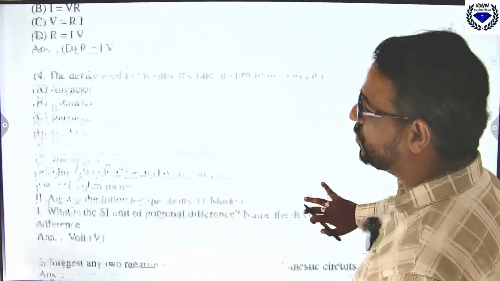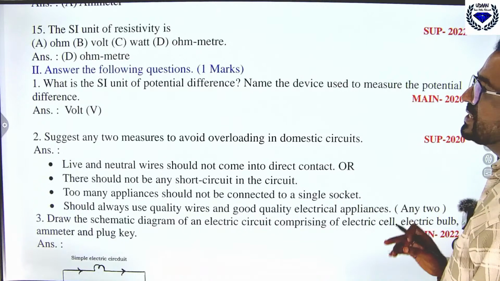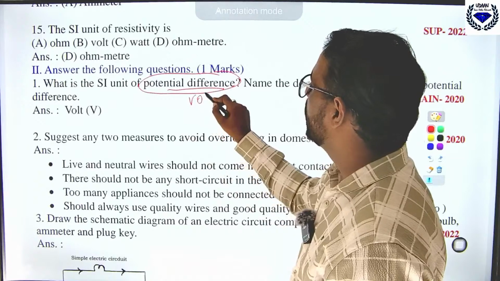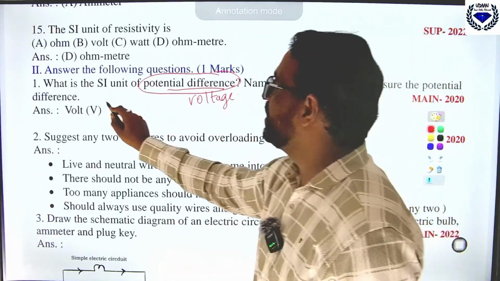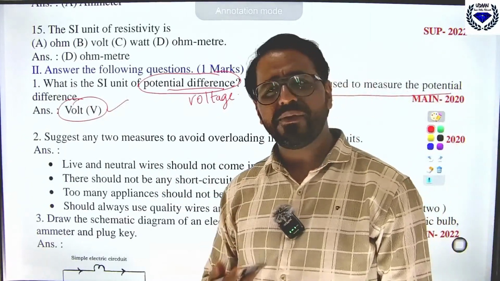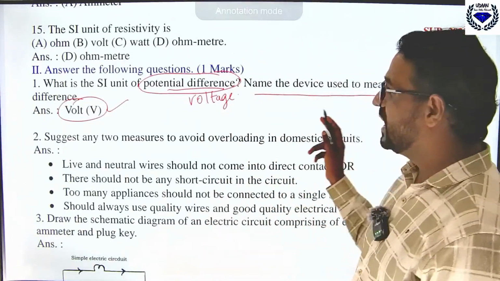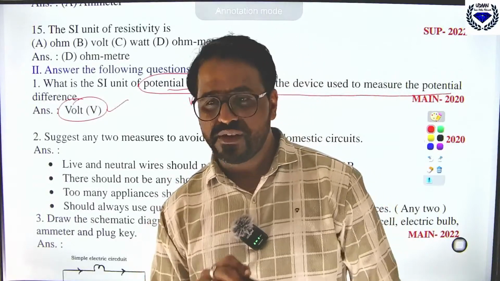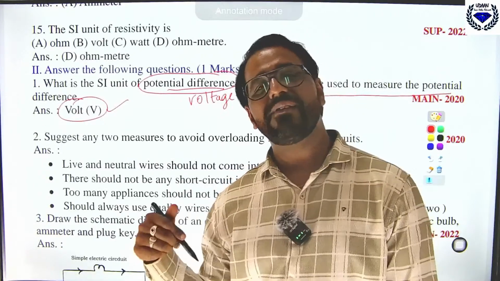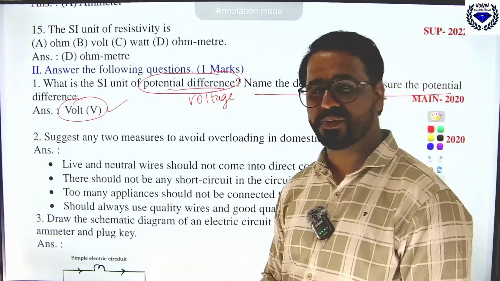So coming back to the 1 mark question. See, the 1 mark question here is, what is the SI unit of potential difference? So potential difference means voltage. So voltage means the SI unit is volt. Then, name the device used to measure the potential difference. Can you just put it in the comment box below, what is the device which is used to measure the potential difference? I will just see in the comment section if you are following me. Then I will move on to the next question. Later, after finishing this, I will come back to the answer to this one.